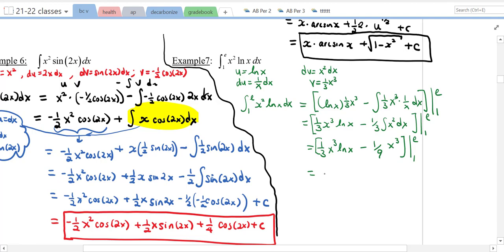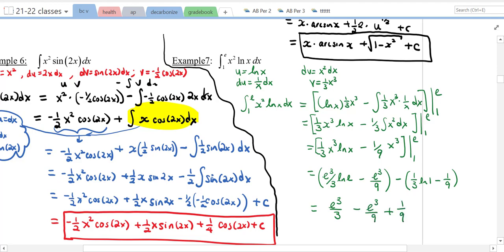We'll plug in e first, so e cubed over 3 ln e minus e cubed over 9. And take away from that, using the fundamental theorem of calculus, 1/3 ln 1. Nice, that's just 0, right? Minus 1/9. So e cubed over 3, because ln e is just 1, minus e cubed over 9 plus 1/9. Done.